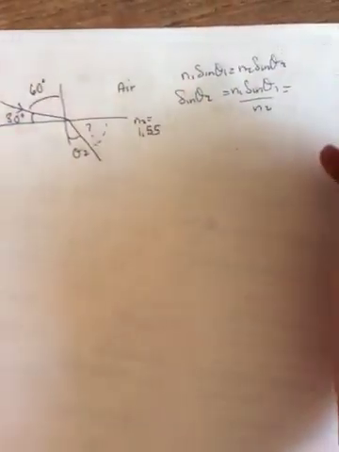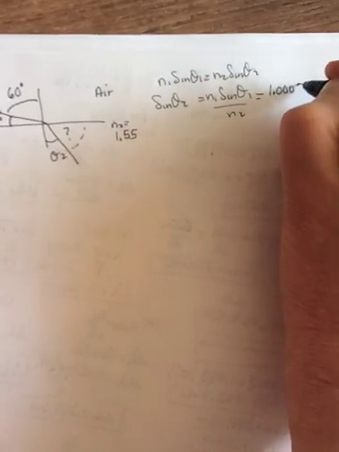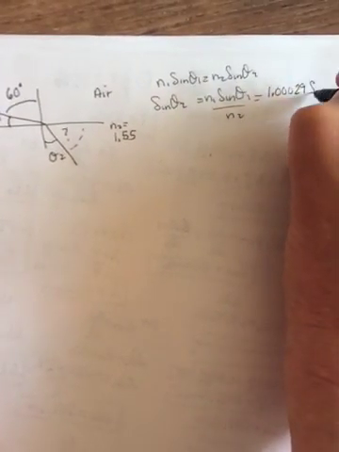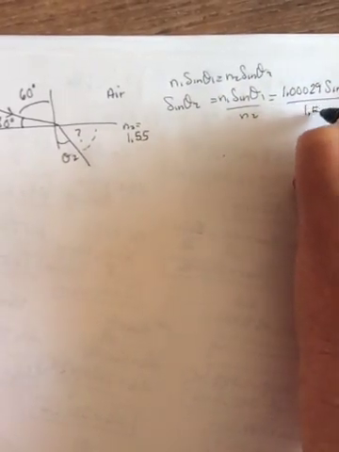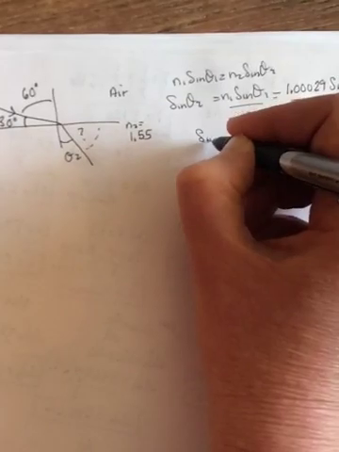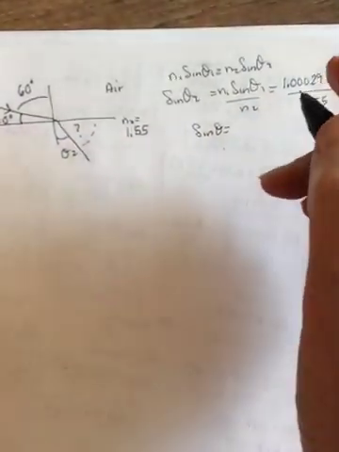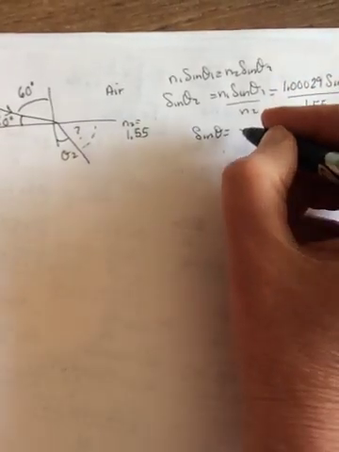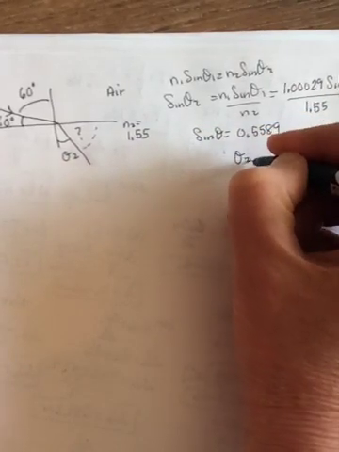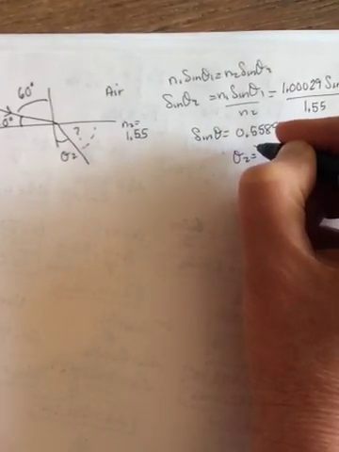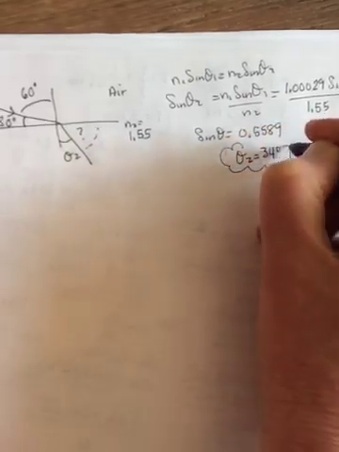Fill in your values. N1 is air, so look it up in the chart. If you don't already know, it's 1.00029. Sine of 60, because it has to be the angle with the normal, over 1.55. You will get sine theta 2 to be 0.5589. Take the inverse sine and get theta 2 to be 34 point something degrees. This is not your answer though.